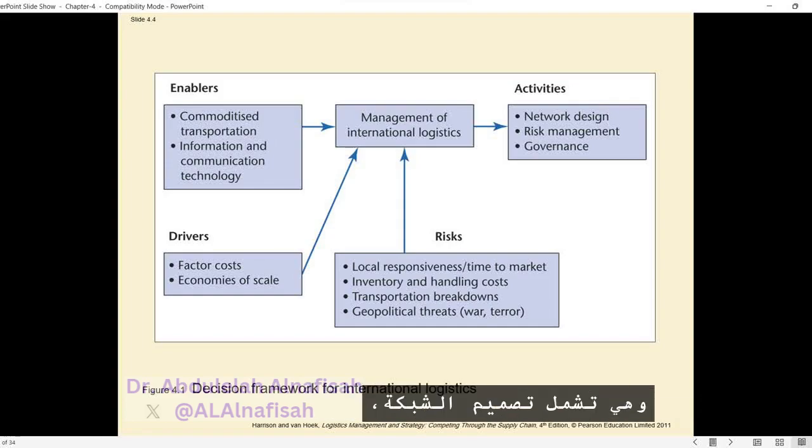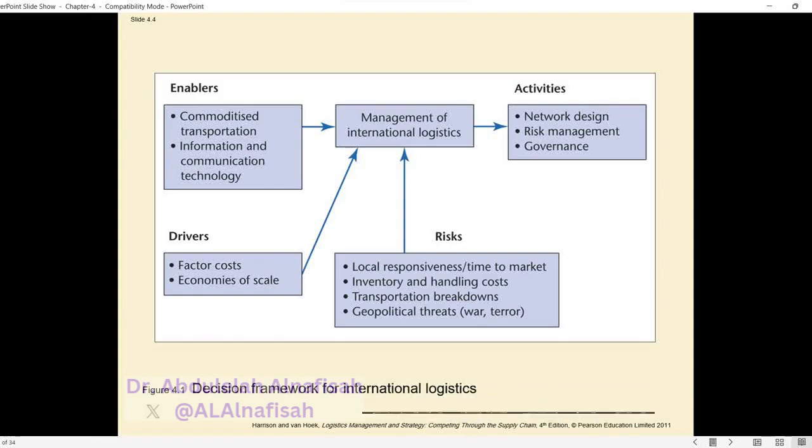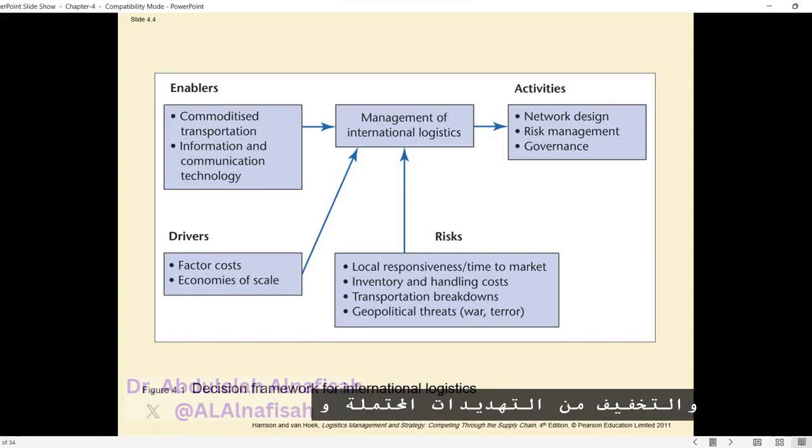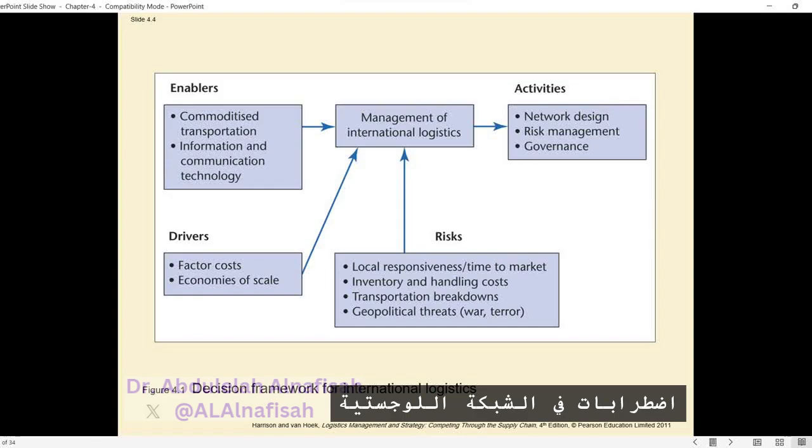Activities. These are the tasks and functions that result from the management of international logistics. They include network design, which means the configuration and optimization of the logistics infrastructure, such as facilities, transportation, and inventory. Risk management, which means the identification, assessment, and mitigation of potential threats and disruptions to the logistics network. And governance, which means the establishment and enforcement of rules, norms, and standards for the logistics network.